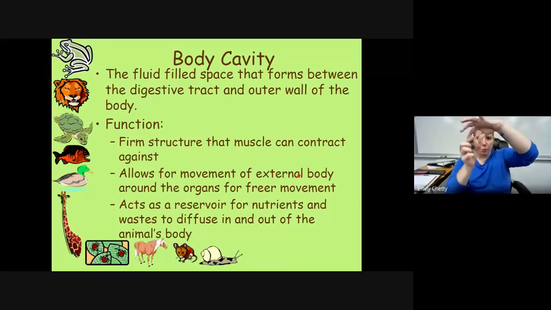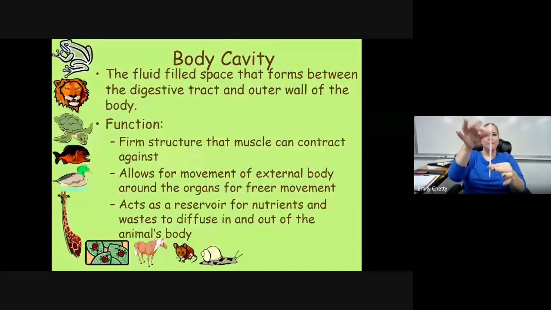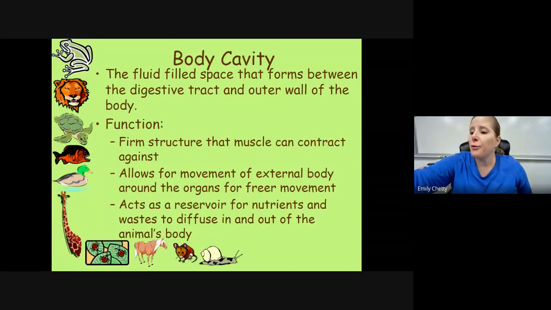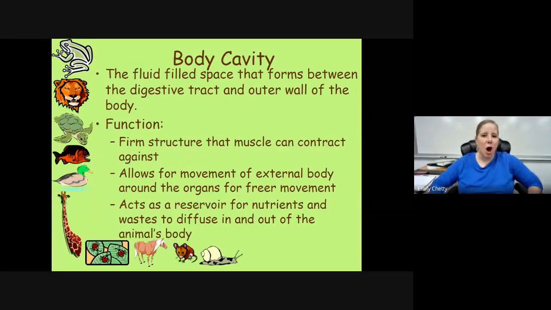Picture a straw, which is empty in the center. If I bend it, it makes a sharp bend, right? If we didn't have the body cavity, when we bent, we would be crushing all of our internal organs. The ribs would poke into our intestines and our kidneys, and they would get cut off and damaged. But because we have that fluid-filled body cavity, we can move without anything getting crushed. So that's a main portion of it.